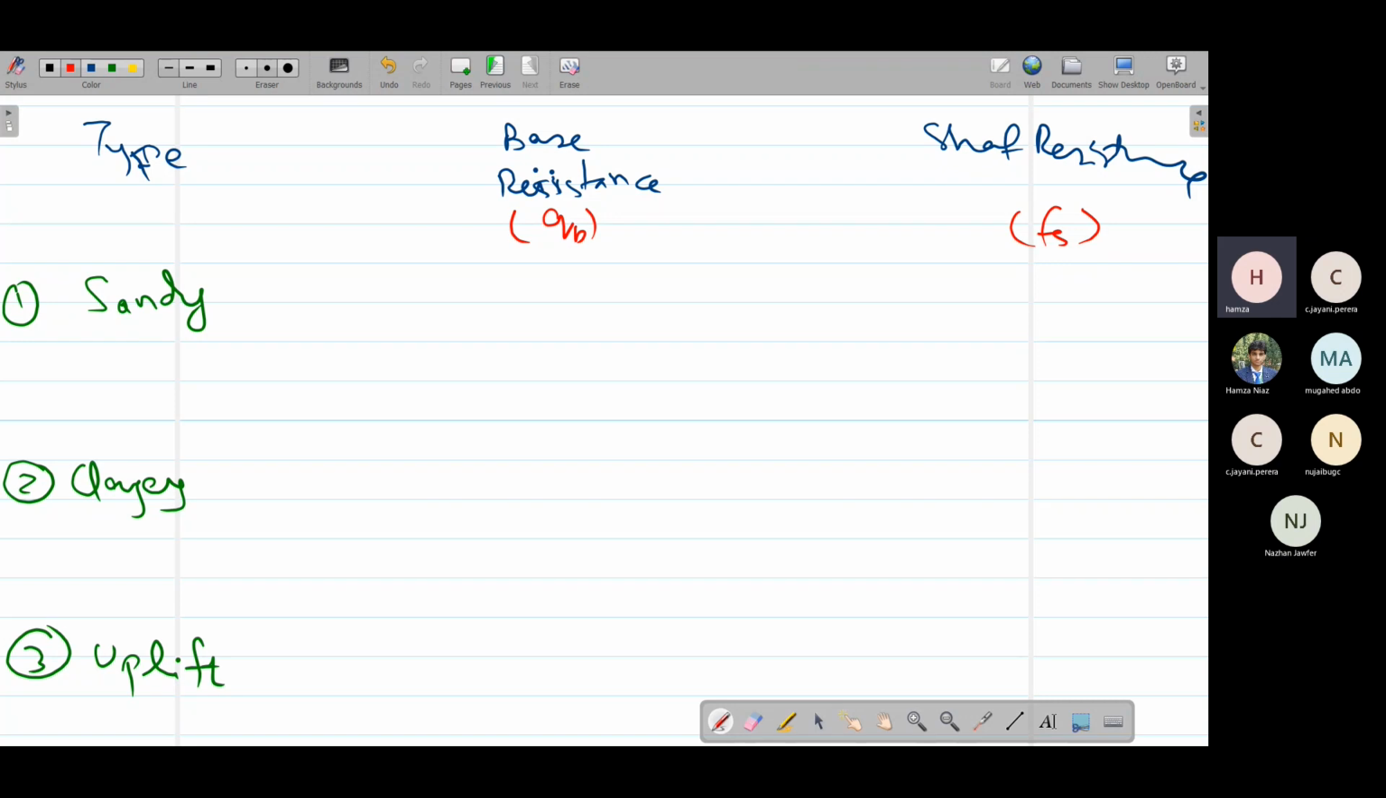For sandy strata, the small QB is simply P dash into NQ. For shaft resistance in the sandy strata, it is P times Ks times tan delta. We'll discuss these terms onwards; I'm just writing the formula. For the clay strata, our base resistance would be 9 times Cu and shaft resistance would be alpha times Cu.